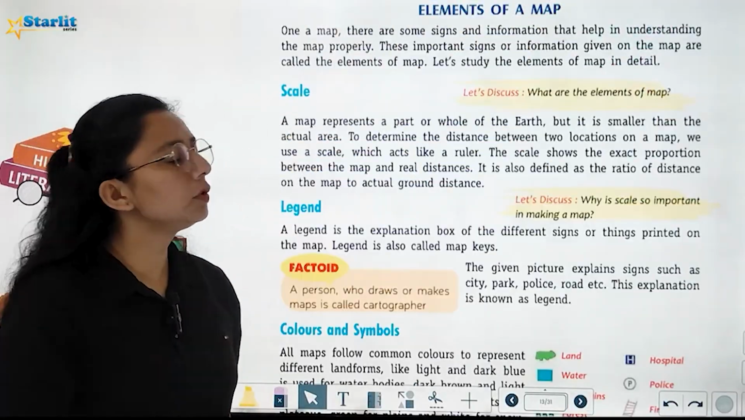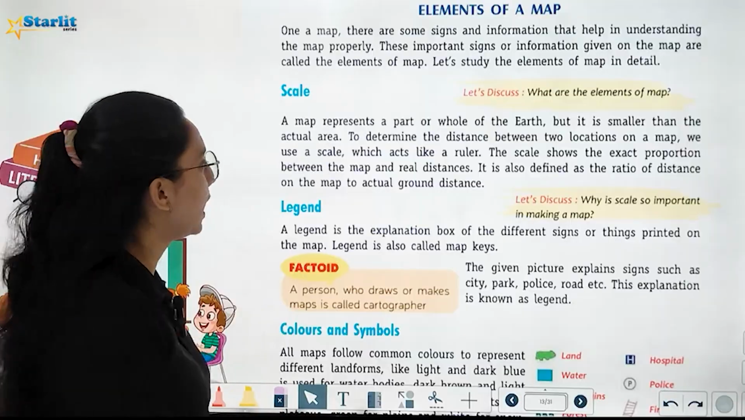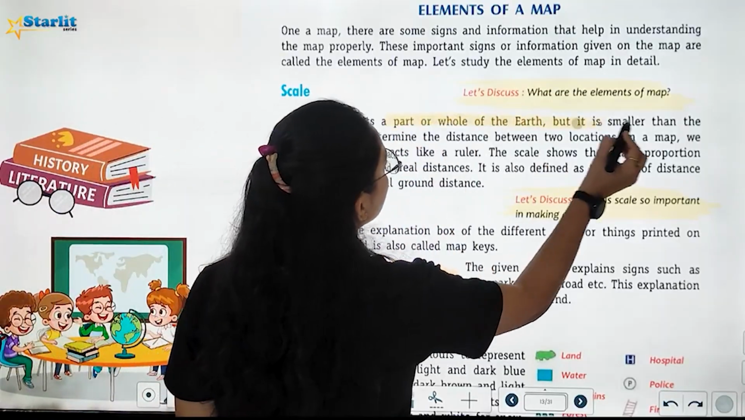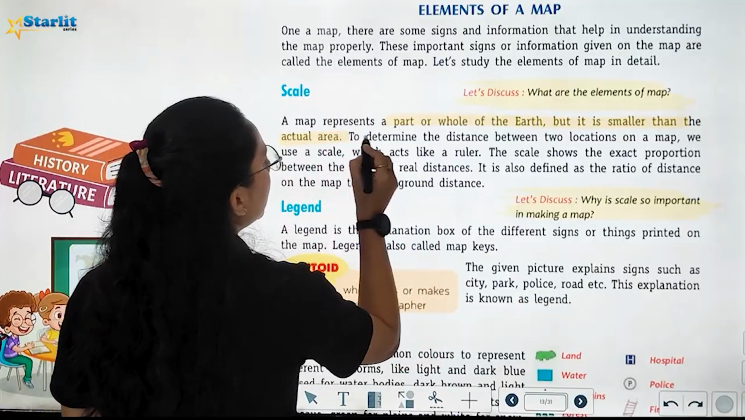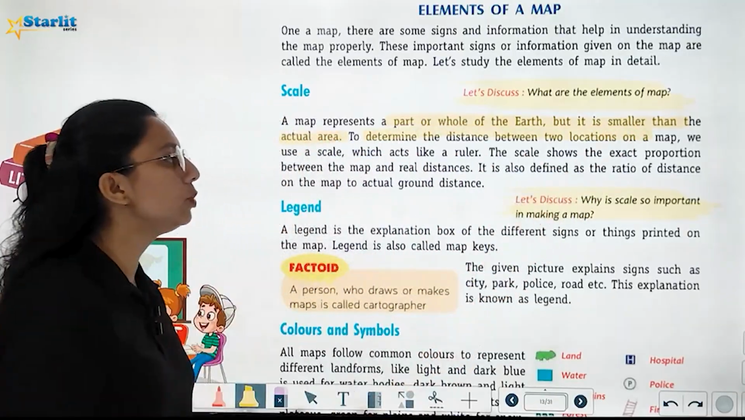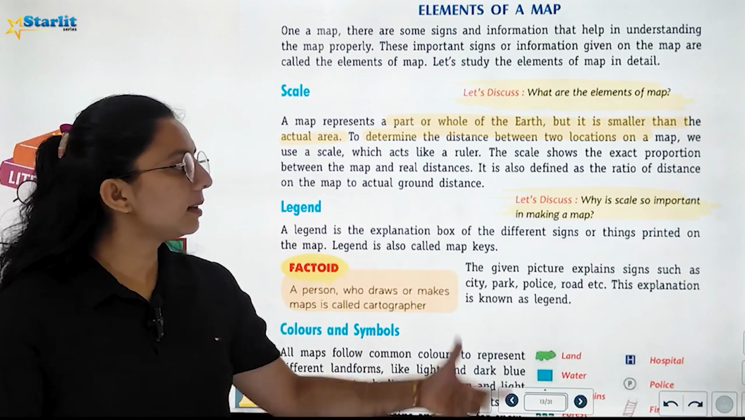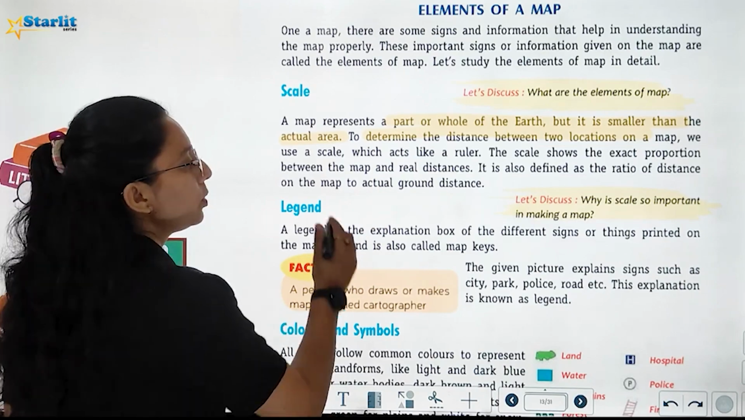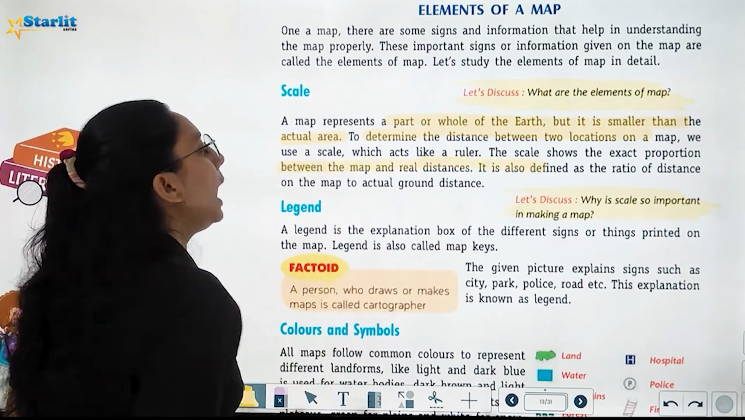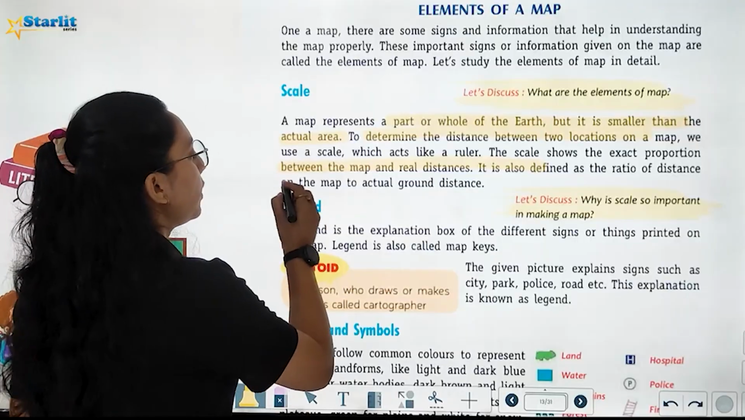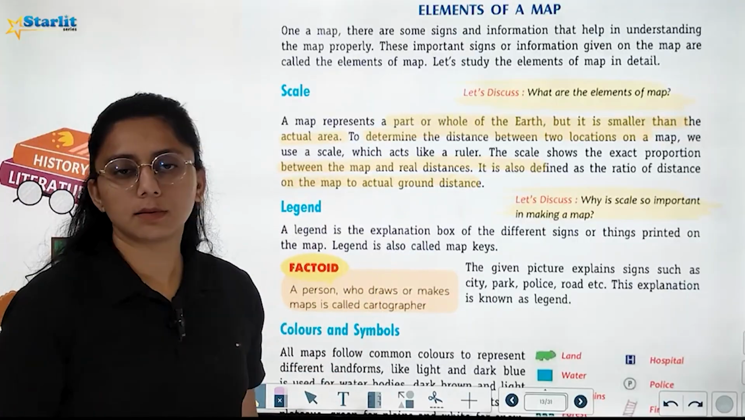Next, let's study about the elements of map. What do we have? We have scale. A map represents a part or a whole of the earth, but it is smaller than the actual area. To determine the distance between two locations on the map, what do we use? We use scales. So scale acts like a ruler and the word scale shows the exact proportion of the map and the real distance. It is defined as the ratio of distance on the map to an actual ground distance.